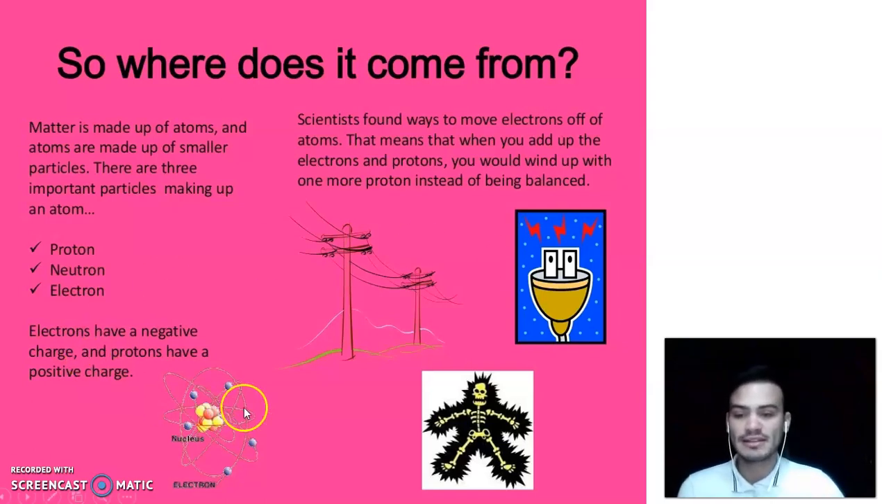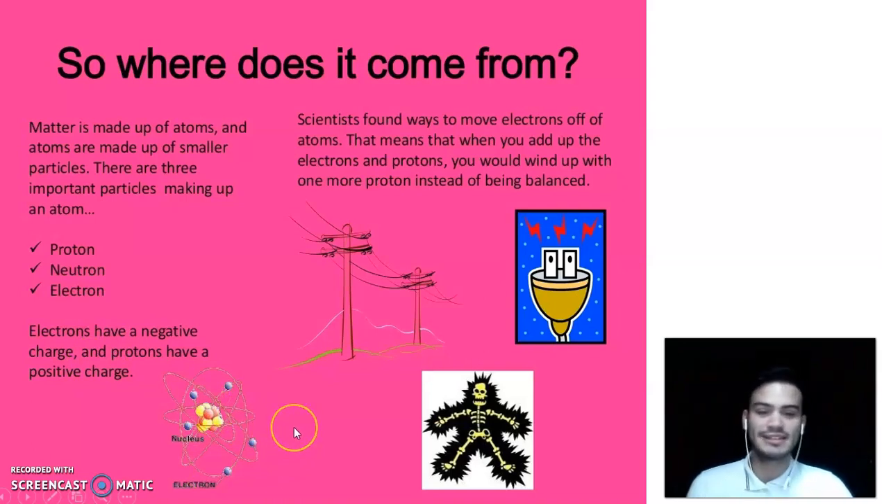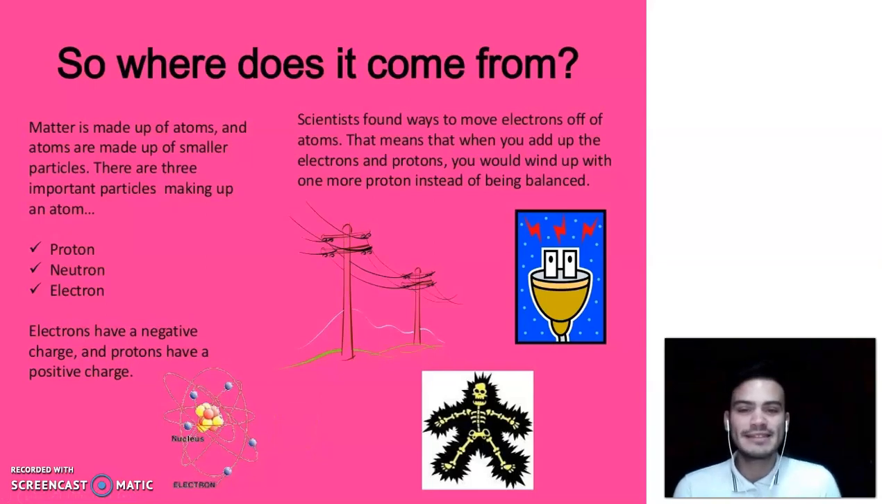As we can see here, this is an atom, this is the nucleus, and the electrons. Remember that we studied this in the previous worksheets. Okay, scientists found ways to move electrons off of atoms. That means that when you add up the electrons and protons, you would wind up with one more proton instead of being balanced. Okay, when we have more protons than electrons, we have electricity.